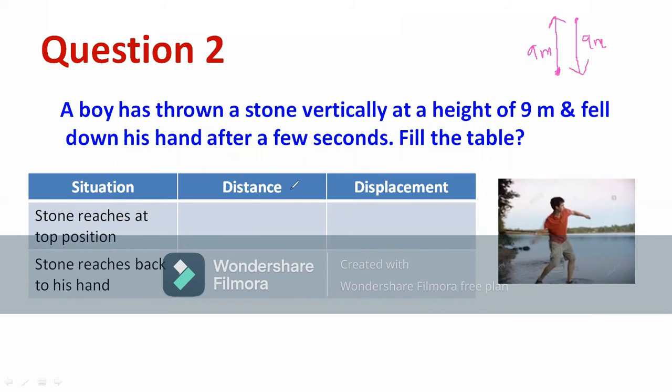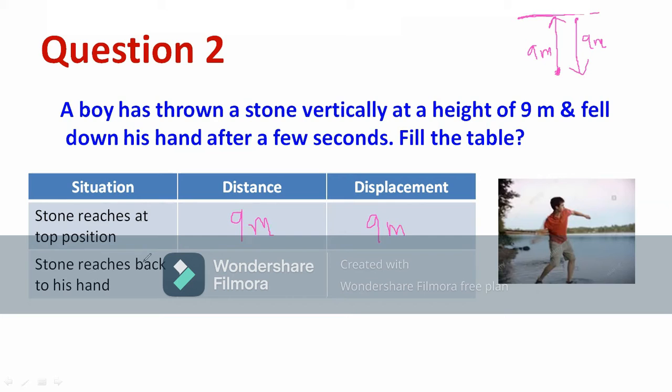Now let us see the table. Stone reaches the top position. This is the top position. Remember that top position. Look at this. Stone reaches the top position. What is the distance? It will be 9 meters. What about the displacement? Same only. Displacement and distance are both the same because it's a straight line. Correct? He is going to throw the stone in a straight line.